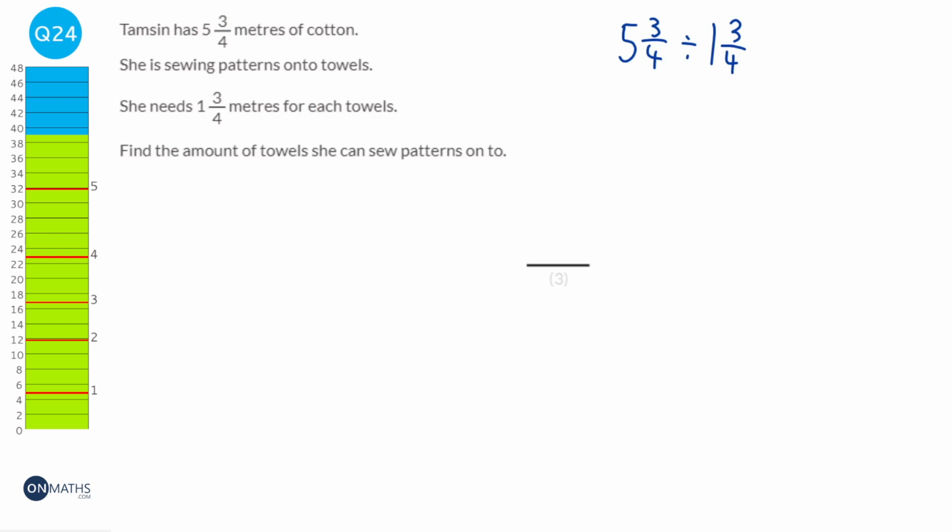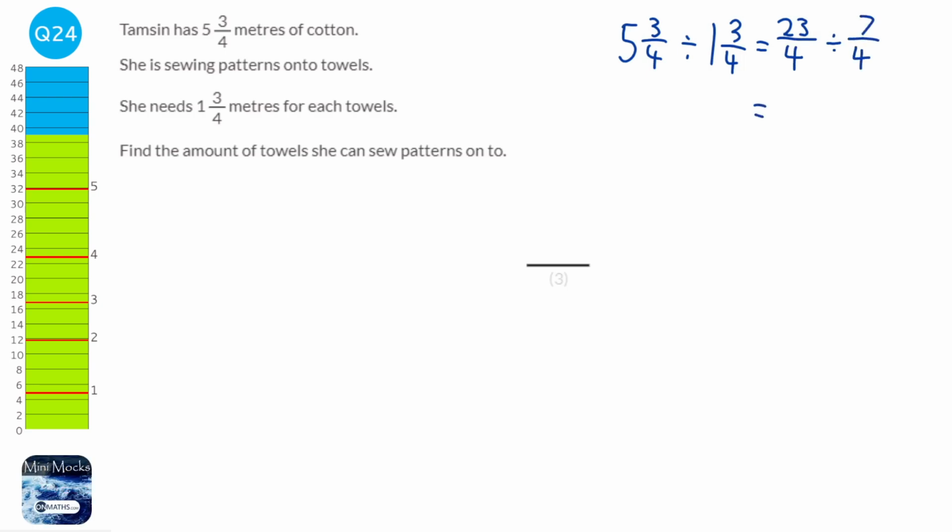First thing we're going to do is convert them from mixed numbers to top-heavy or improper fractions, because at the moment they're mixed numbers and we can't divide or times if they're mixed. So we times the 5 by the 4 and add it to the top, which will be 20, and then add the 3 to make 23. Then do the same: 1 times 4 is 4, plus the 3 on top is 7 over 4.